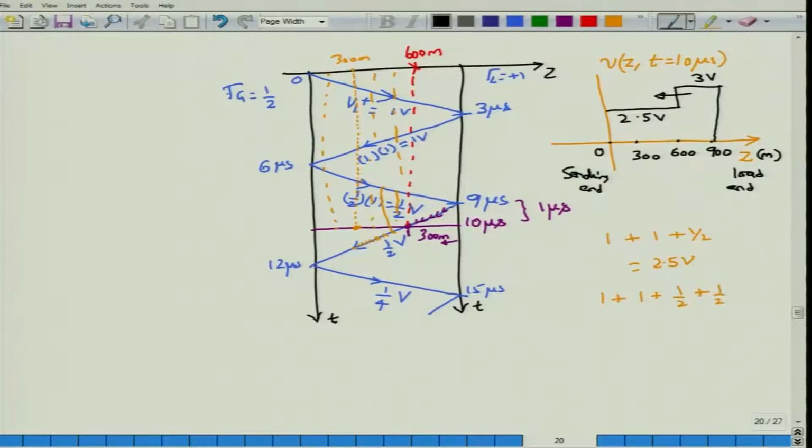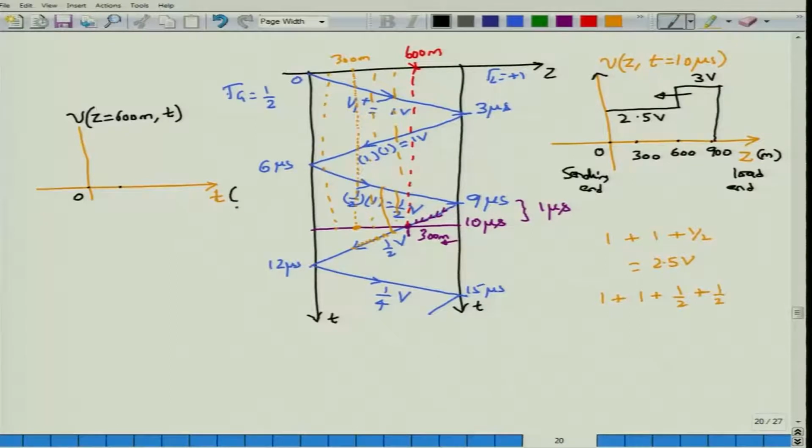So this is the answer to one of the questions that we asked previously. What is the voltage along the entire transmission line at a snapshot time of 10 microseconds? So this is the answer. We also asked another question, which said: what would be the voltage distribution at Z equal to 600 meter? So imagine that we have kept an oscilloscope there, and we want to find out what is the voltage, and we want the voltage up to say 12 microsecond. So let us begin to first write down the voltage axis.